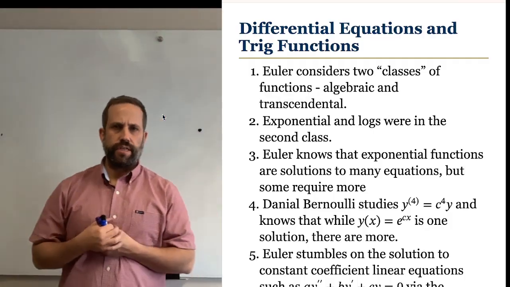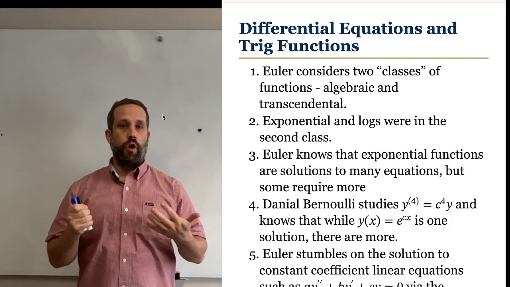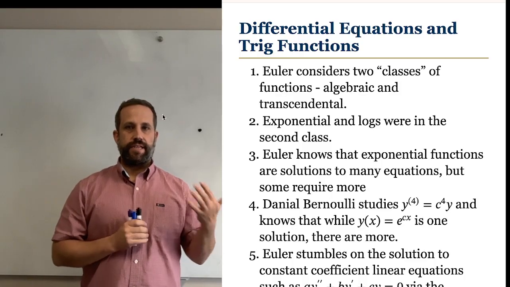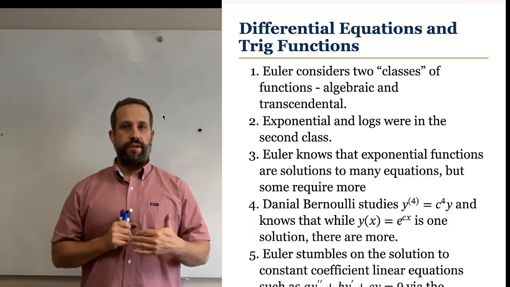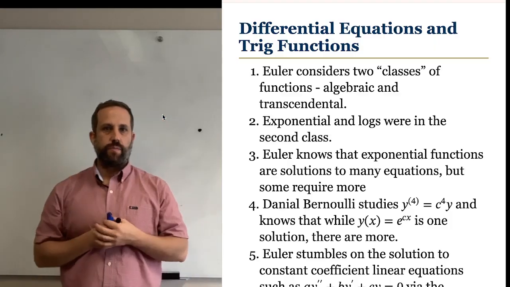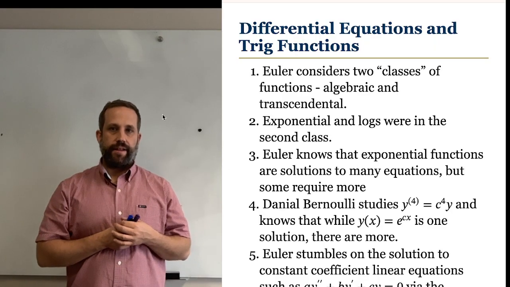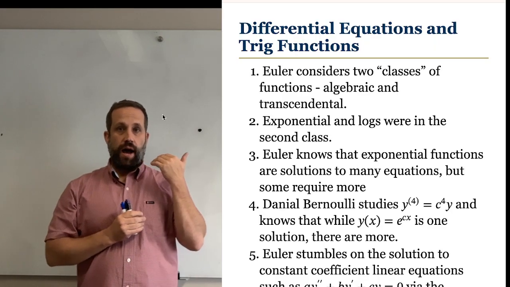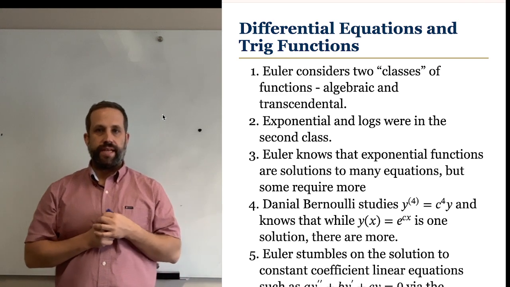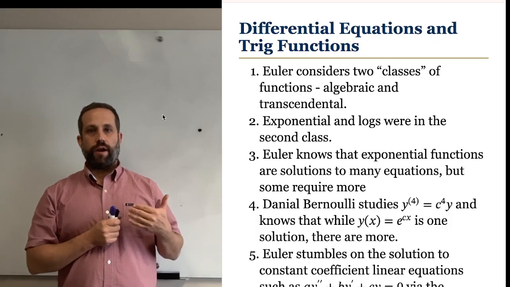Okay, so Euler is considering two different classes of functions. You have algebraic functions. These are going to be polynomials and ratios of polynomials, basically. And then you have transcendental functions. So transcendental functions are going to be the exponential and the logs. These are what he had in his mind as the transcendental functions, just exponential functions and logarithms. So he knows that exponential functions are solutions to many differential equations, but some differential equations require more.